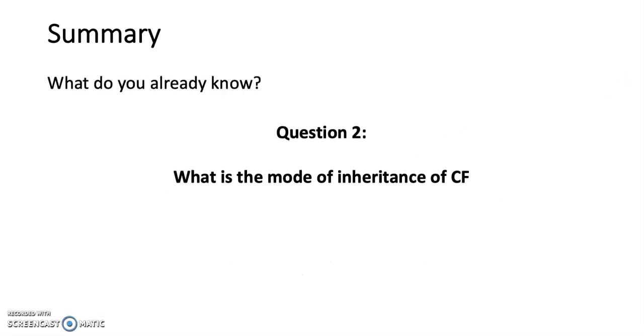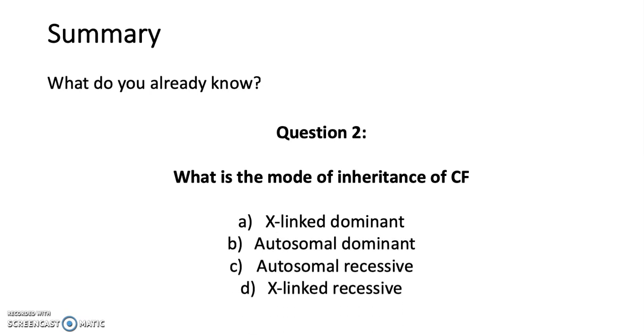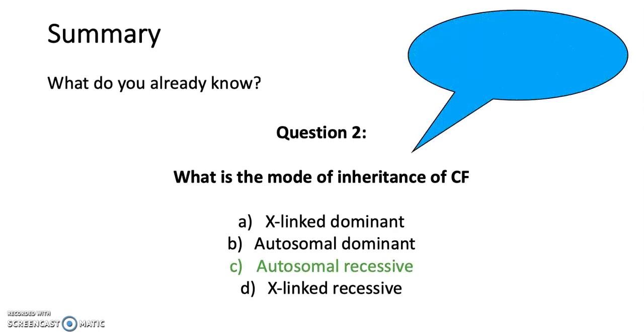Question 2. What is the mode of inheritance of CF? X-linked dominant, autosomal recessive, or X-linked recessive? The answer is autosomal recessive.